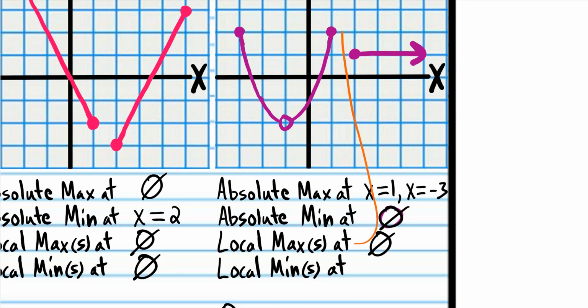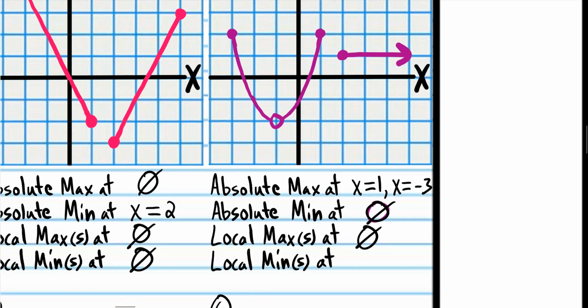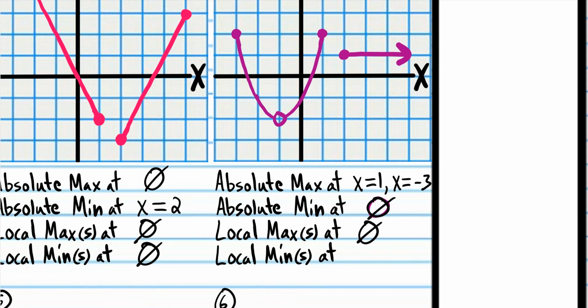Now again, you might say, well, what about these points? You said that absolute maximum values can also be local maximum values. That's correct, sometimes. But in this case, these points are the endpoints of a finite interval, and so those cannot be local maximum values. Are there any local minimum values? And the answer is no on that also.